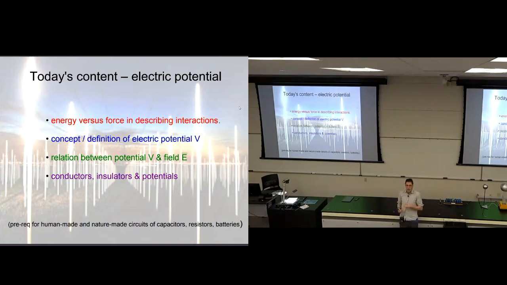We'll look at the relationship between the electrical potential that we've just introduced and the electrical field from a couple of classes ago. How are those two things connected? They're deeply connected. They're deeply related to one another. And then finally, I'll talk a little bit about electrical potentials in the context of conductors and insulators. Okay.